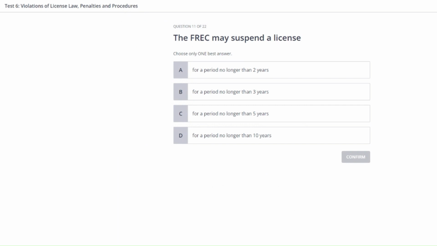Okay, this is the last question from Section 6, Violations of License Law, Penalties and Procedures. Let's see if you can finish strong with this one. So here's the question for you. The FREC may suspend a license. And here are your options. Option A, for a period no longer than 2 years. B, for a period no longer than 3 years. C, for a period no longer than 5 years. D, for a period no longer than 10 years. Take your time to carefully consider the question. Think about the possible suspension periods for a license by the FREC. When you're ready, make your selection.